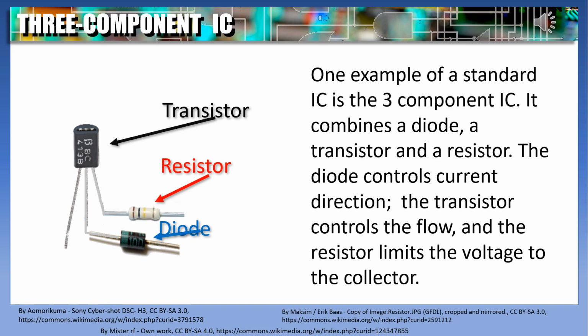One example of a standard IC is the three-component IC. It combines a diode, a transistor, and a resistor. The diode controls the current direction, the transistor controls the flow, and the resistor limits the voltage to the collector.